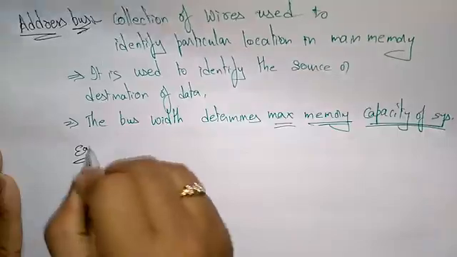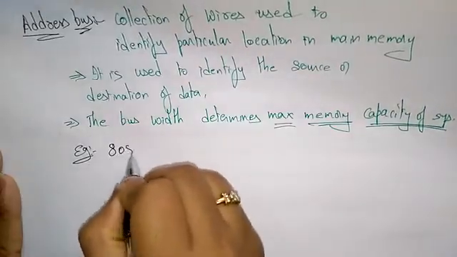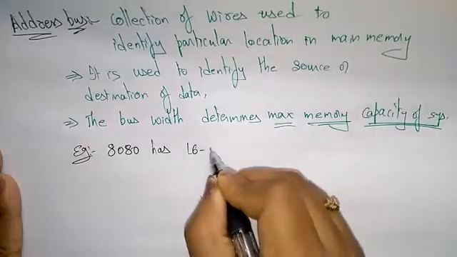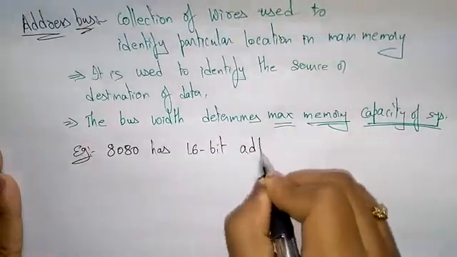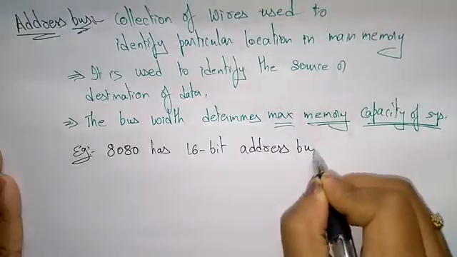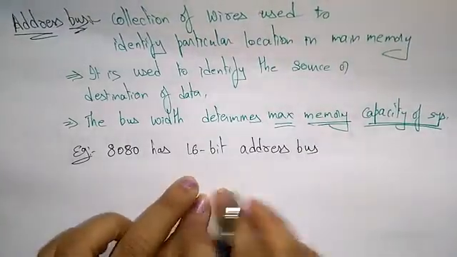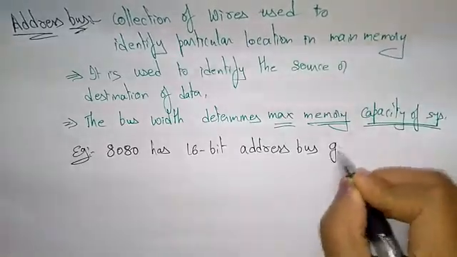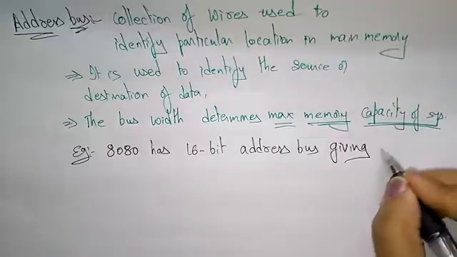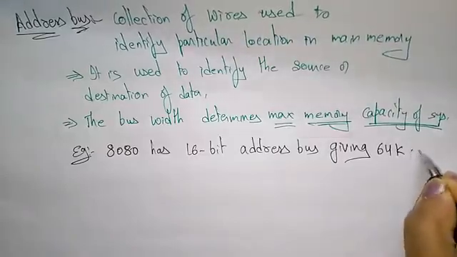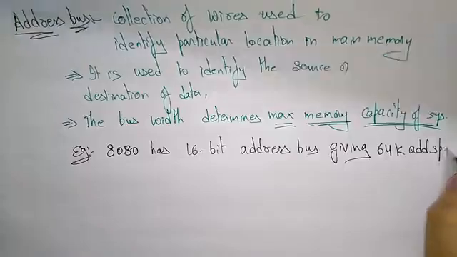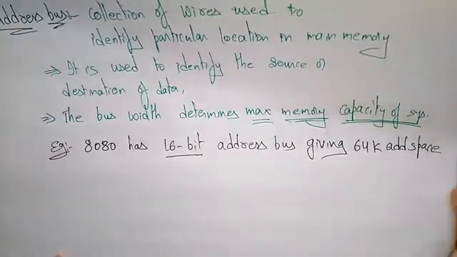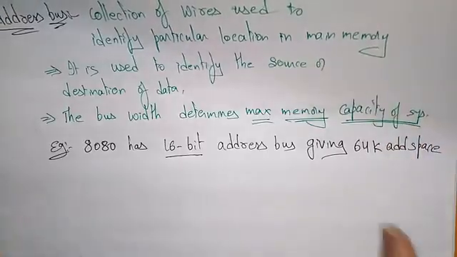Let me explain with an example. The 8080 is a microprocessor that, suppose, has a 16-bit address bus. It means the address bus consists of 16-bit lines, and this 16-bit address bus gives 64 kilo address space. So even though it is a 16-bit address bus, it gives 64 kilo address space. So that is about the address bus.